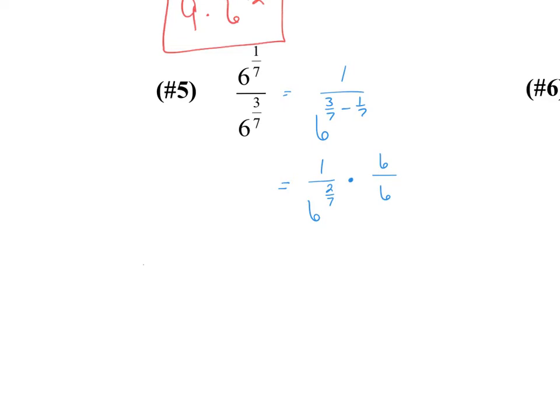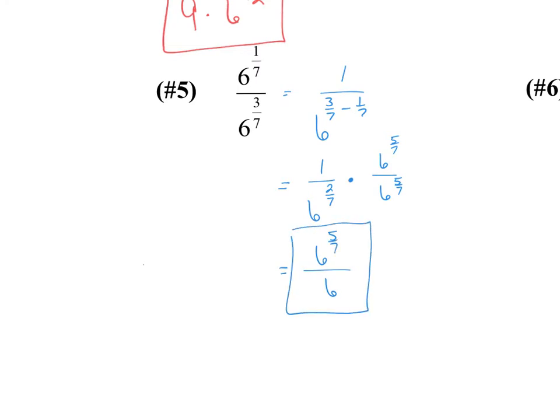So what do we need to multiply 6 to the 2/7 by in order to get 6 to the first power? And remember, when we're multiplying powers, we add the exponents if they have the same base. So we're going to multiply this by 6 to the 5/7. The reason we do that is because when we multiply powers with the same base, 6 and 6, we add these exponents together, and 2/7 plus 5/7 is 7/7, which is equal to 1. So in the denominator, we have 6 to the first power, and in the numerator, we have 6 to the 5/7. That is our final answer.